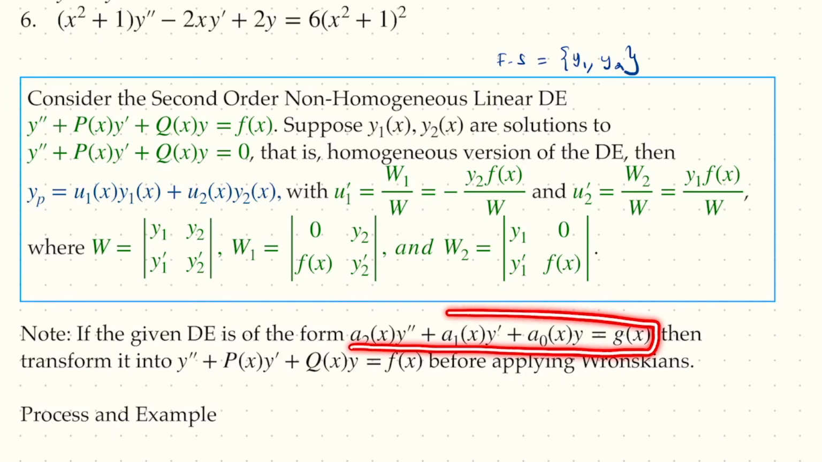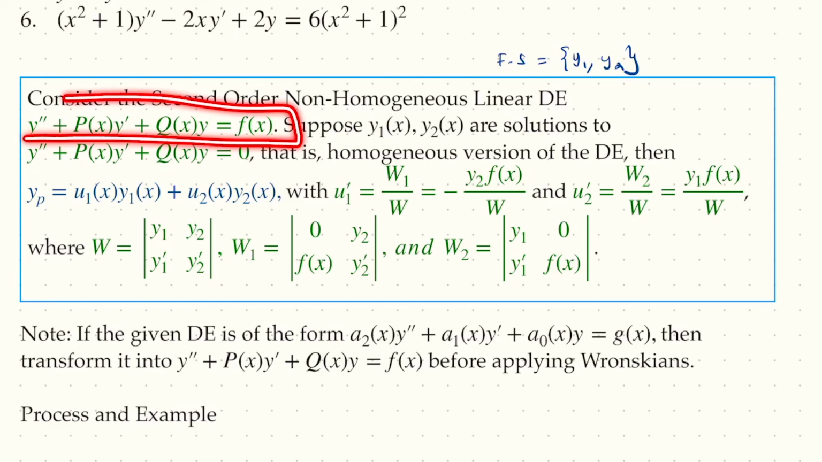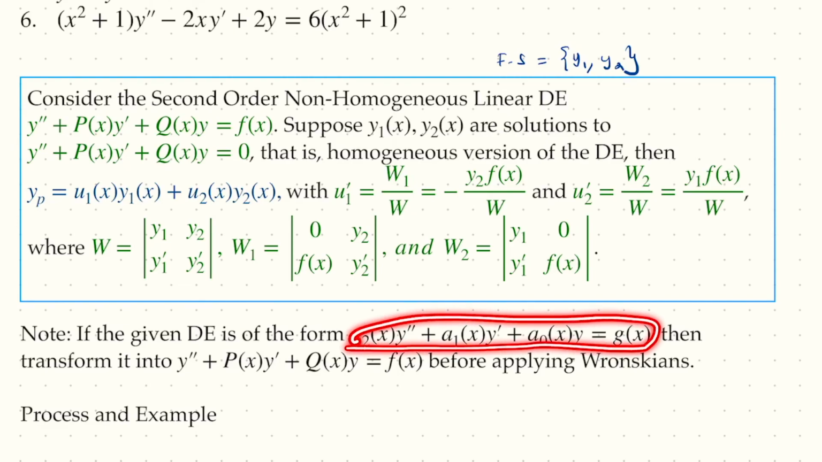It's going to look like this. When you use this Wronskian method, it has to be in this standard form, and by standard form I mean the coefficient of the y double prime has to be 1. Otherwise, this is not going to work. So you need to transform this. If you have an equation something like this, you need to transform it this way. What do I mean by that?